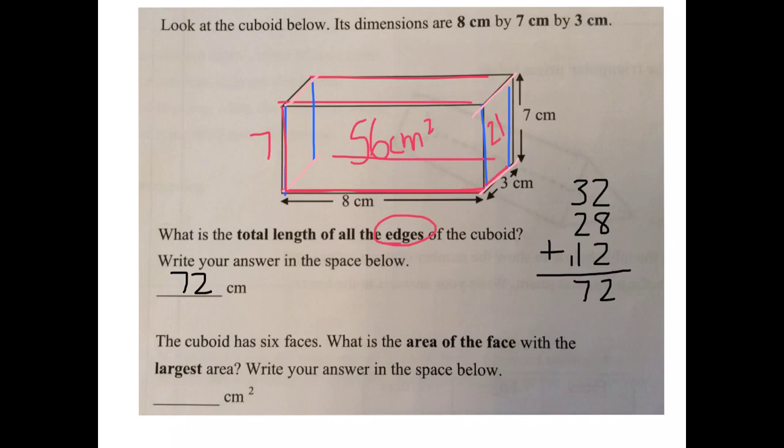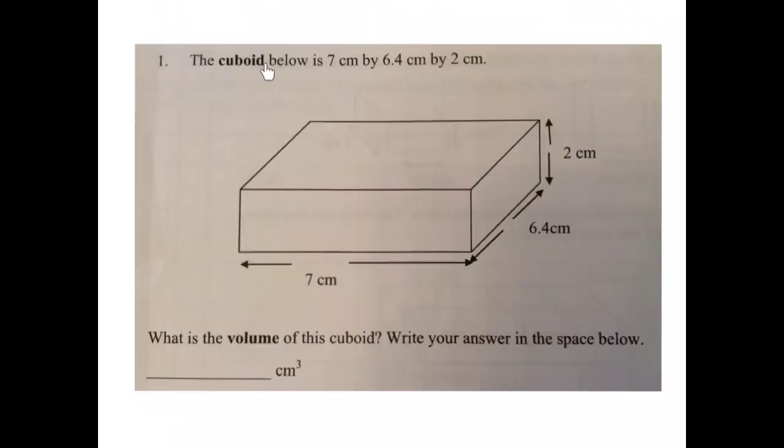And the face on top would be 8 times 3, which is 24 centimeters squared. So we can tell that the biggest area, the largest of the faces, would be 56 centimeters squared. The cuboid below is 7 centimeters by 6.4 centimeters by 2 centimeters.